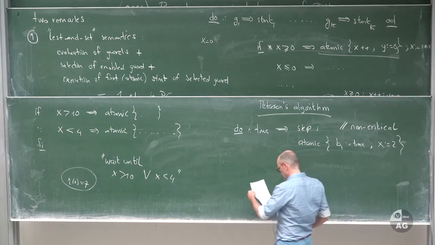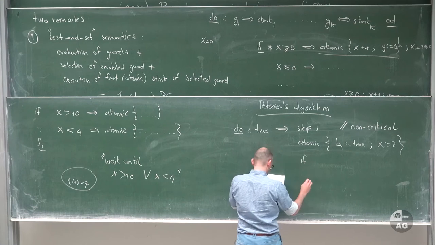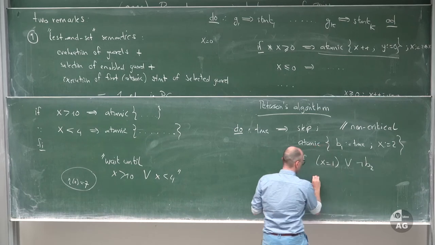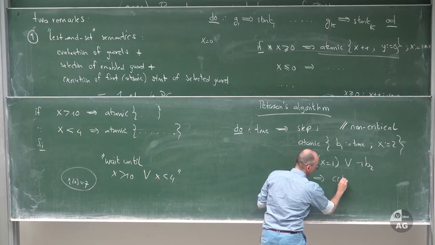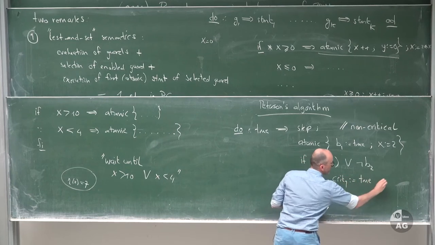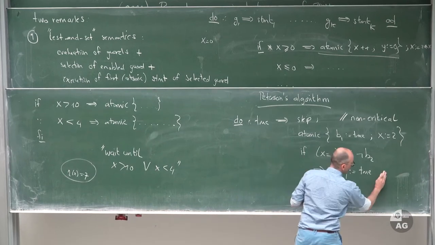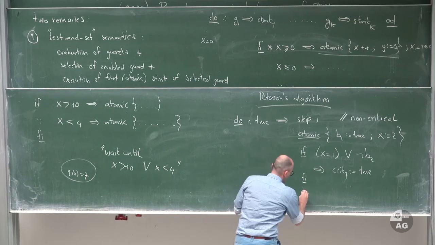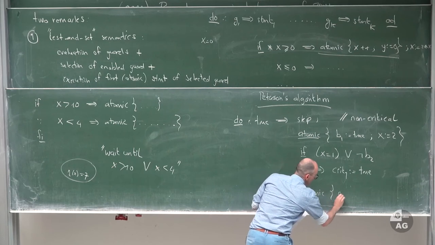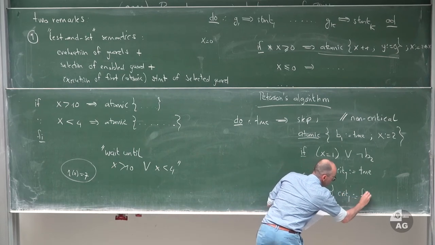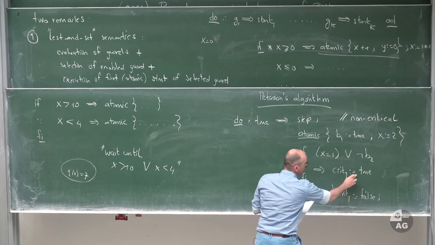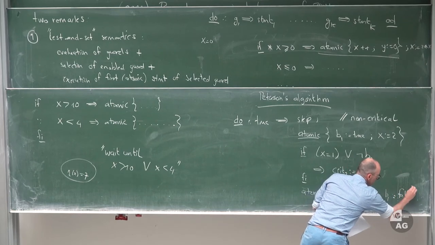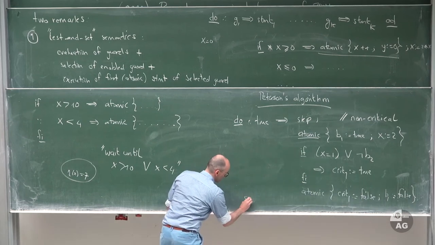Yeah, so that's easy. Then you say if x equals 1 or not b2, then enter the critical section. I model this here by crit1 becomes true. And then I think I need to put a fi or something like this. Yeah. And then you do atomic crit1 becomes false. So I model here explicitly whether I'm in the critical section or I'm leaving it, and then I should set b1 to false. And here is od.